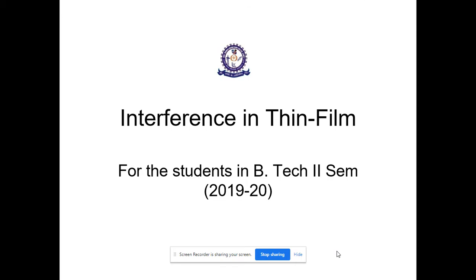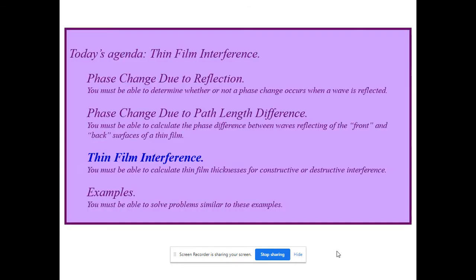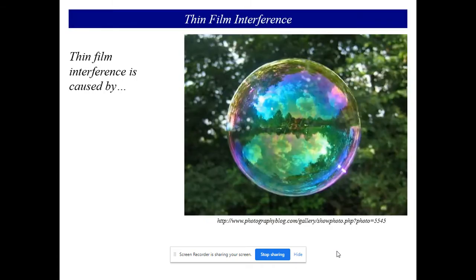So first let us discuss interference in thin film. The agenda of this talk is that we will discuss the phase changes due to reflection. Then we go to the phase change due to path length difference. Then we'll discuss a little bit of thin film interference, and then I'll provide an example. How can we solve a few numerical problems based on thin film interference?